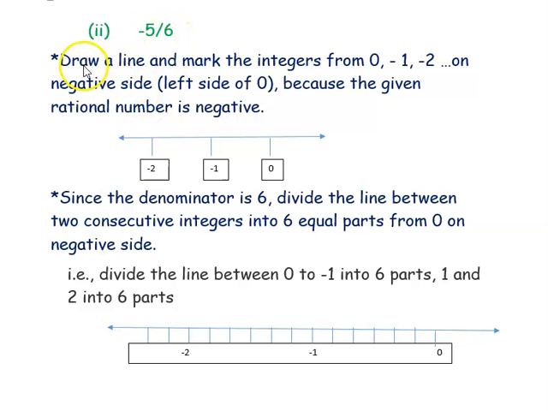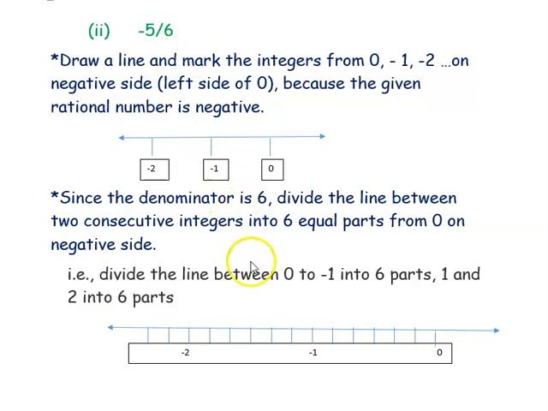So now first step, we have to draw a number line and we have to mark the integers from 0. In this case, the given rational number is negative 5 by 6. So you are drawing a number line and you are marking the integers on the left side of the 0, that is 0, negative 1 and negative 2, because it's a negative number. So the second step is we want to check the denominator. Here the denominator is 6.